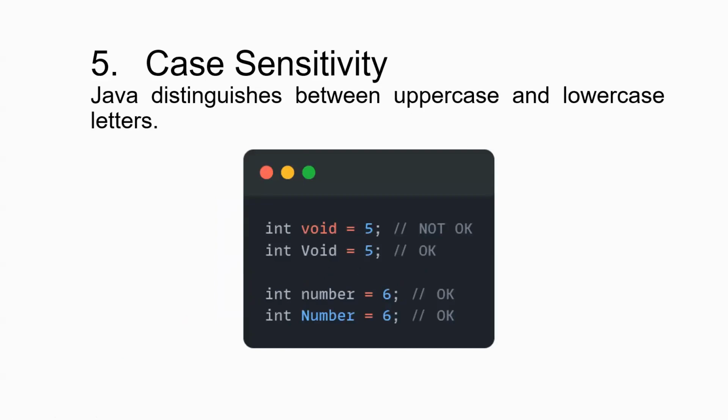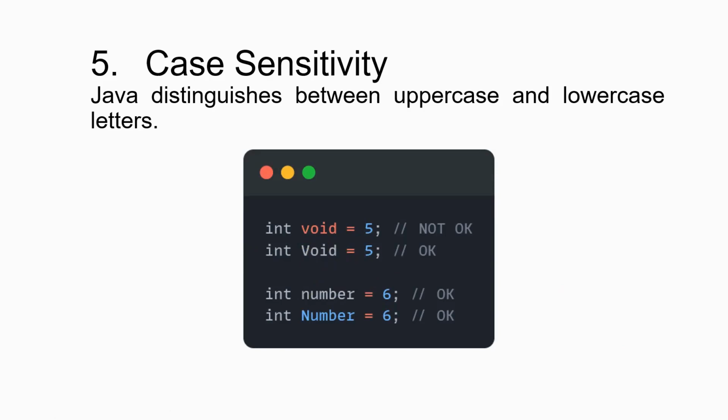Finally, we need to know that Java variables are case sensitive. If we look into the 2 examples here, the first example, integer void is equal to 5. We know that this is invalid because, as we discussed earlier, void is a Java keyword. But now if we look into the second example, integer Void equal to 5 with the V uppercase or capital letter, this is acceptable because Java is case sensitive. So void with a small letter and Void with a capital V are actually 2 different things.